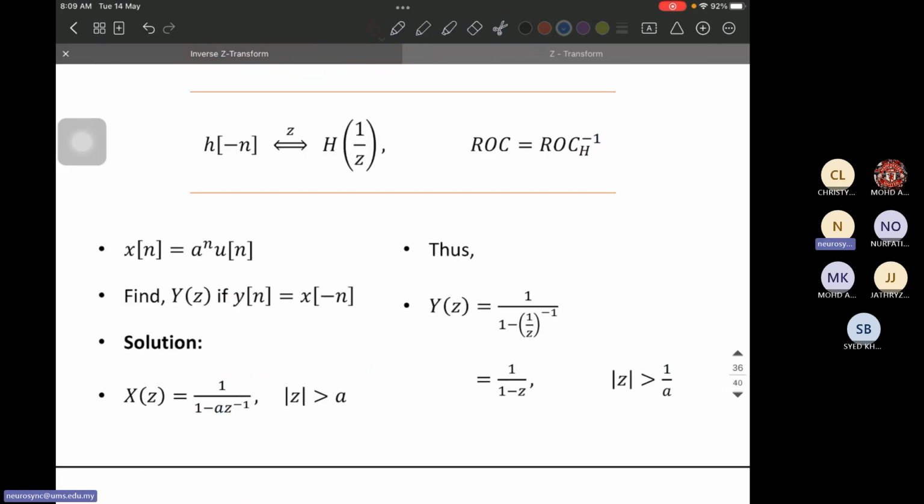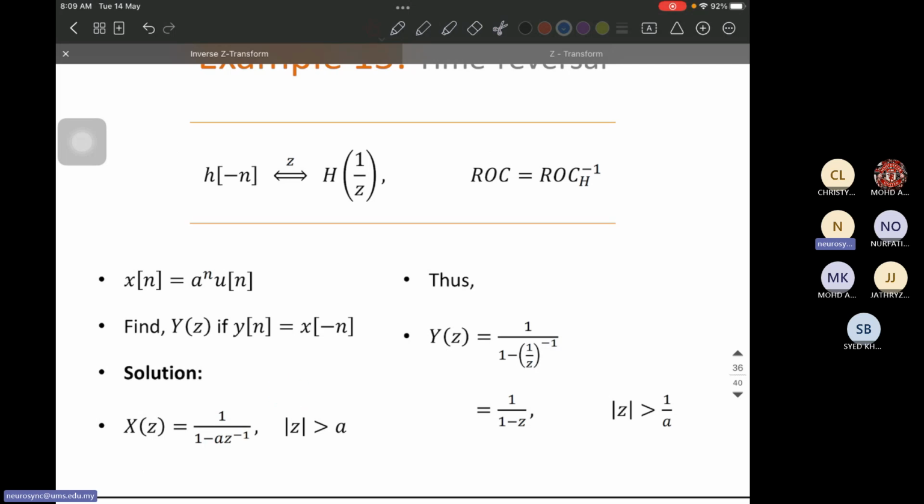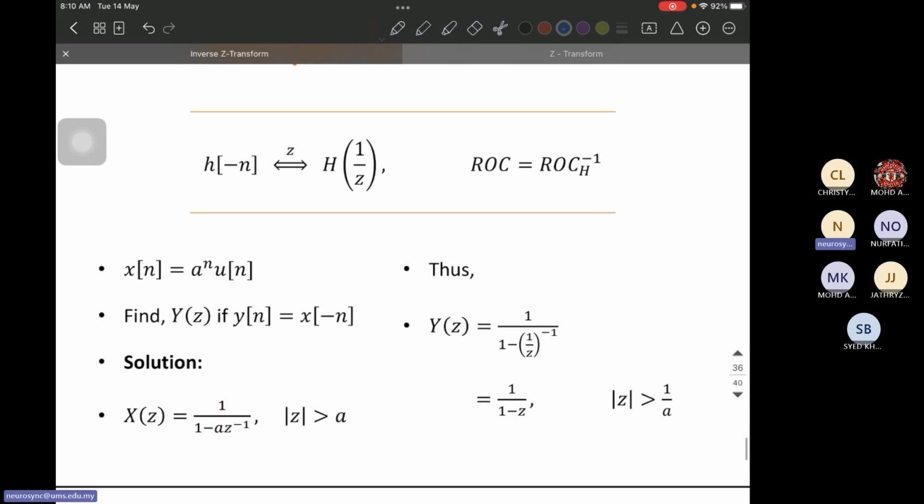So here you should understand that the time reversal property will be used. Now we know that a to the power n u of n, the z transform is 1 by 1 minus a z inverse. And the region of convergence is modulus of z is greater than a here. Now to calculate y of z, this is basically h of 1 by z using time reversal. So instead of z, write 1 by z.